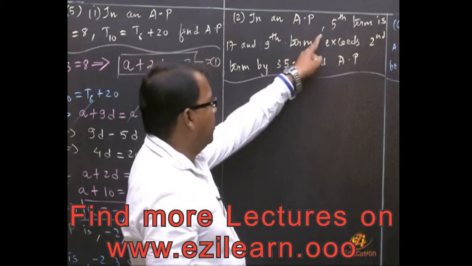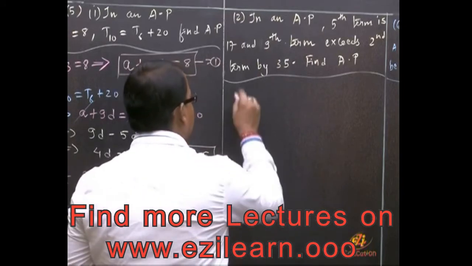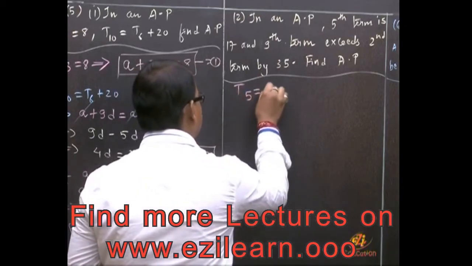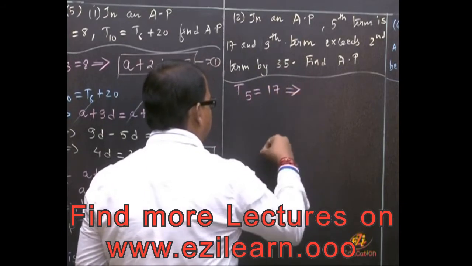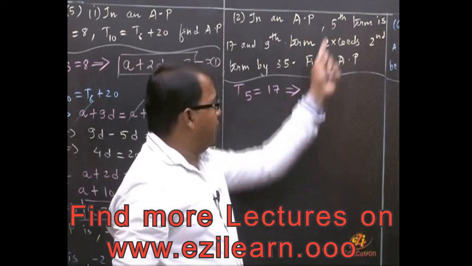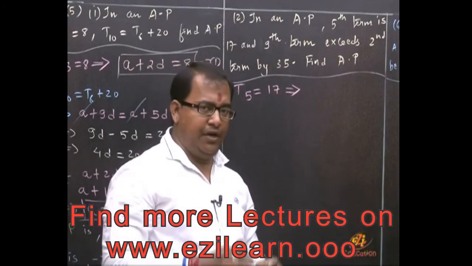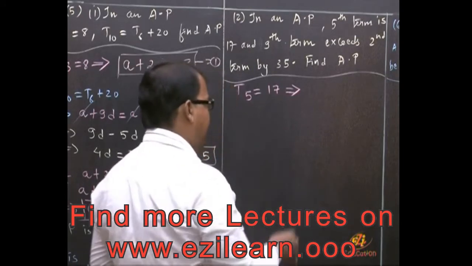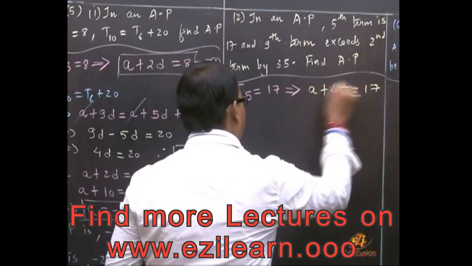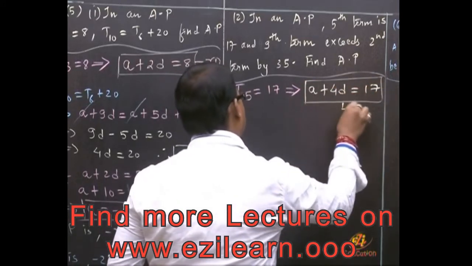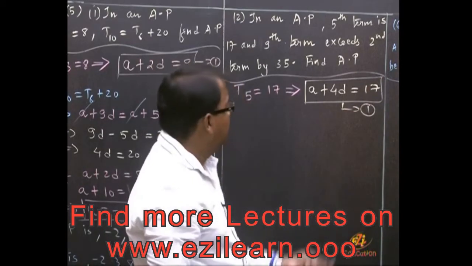In an AP, the 5th term is 17. 5th term, which means T5 is 17. What does it mean? When I say the 5th term is 17, what is the exact meaning of that 5th term? Its exact meaning is A plus 4D equals to 17. Equation 1.